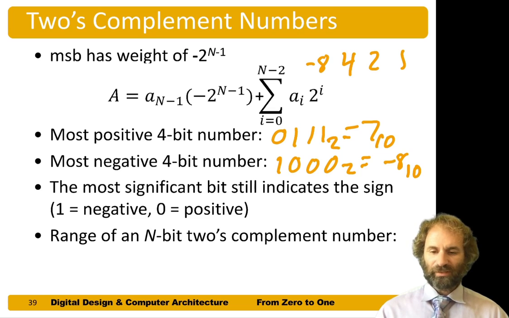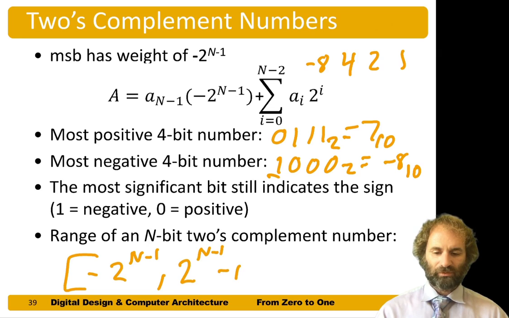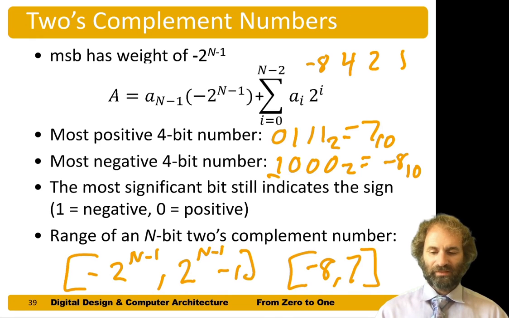The most significant bit still indicates the sign. A 1 in the most significant bit means negative, and a 0 means positive. And the range goes from -2 to the n minus 1 to 2 to the n minus 1 minus 1. So in the case of 4-bit numbers, this goes from -8 to +7. It's a little interesting that the range is asymmetric, but there's no negative 0 now.